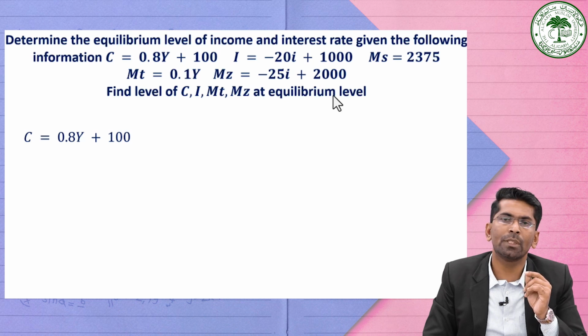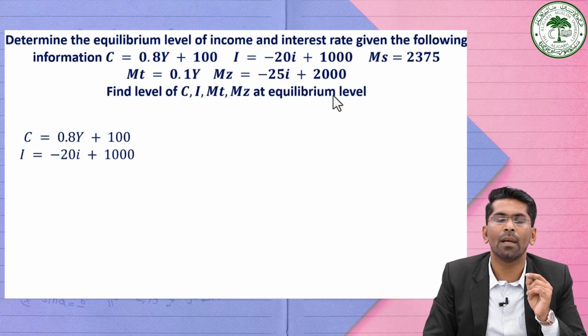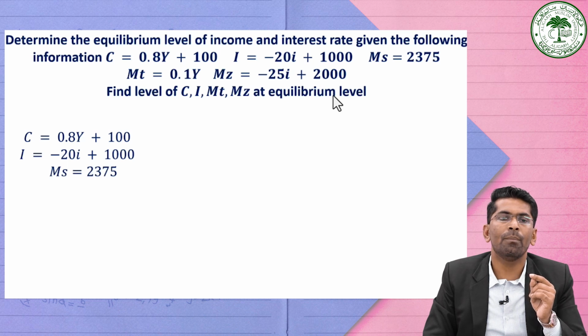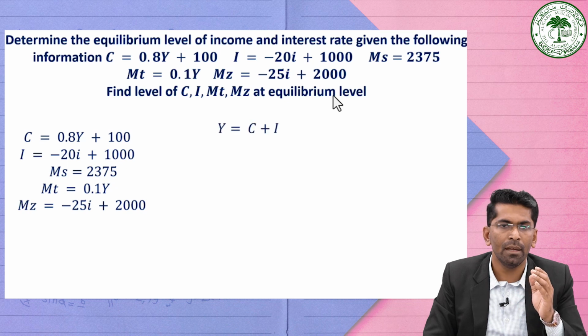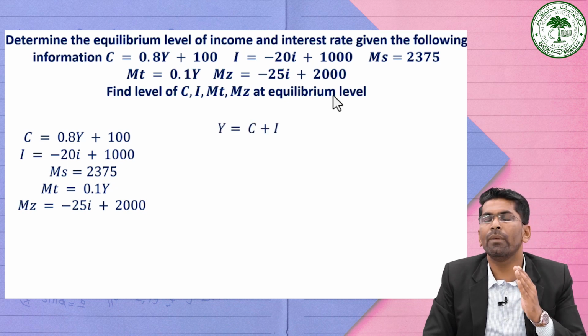The consumption function is given. So C is equal to 0.8y plus 100. Then the investment function, which is a function of the rate of interest, is minus 20i plus 1000. Then the money supply, which is 2375. The transaction demand for money is equal to 0.1y. Then the speculative demand for money, which is a function of the rate of interest, is equal to 0.2 minus 25i plus 2000.